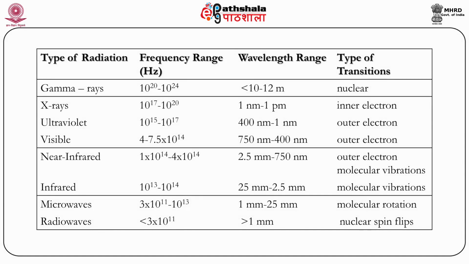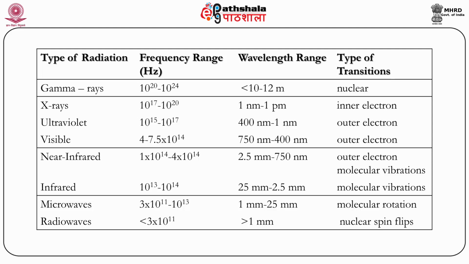Type of radiation: gamma rays have a frequency range of 10^20 to 10^24 Hz, a wavelength range greater than 10^-12 meters, and the type of transition is nuclear. X-rays have a frequency range of 10^17 to 10^20 Hz, a wavelength range of 1 nanometer to 1 picometer, and the type of transition is inner electron.